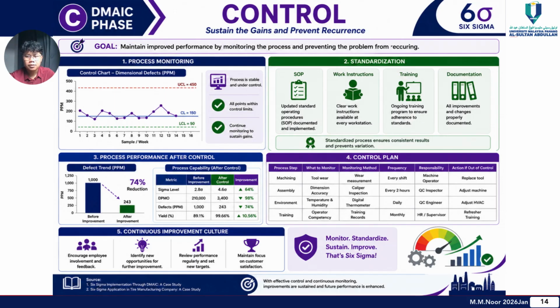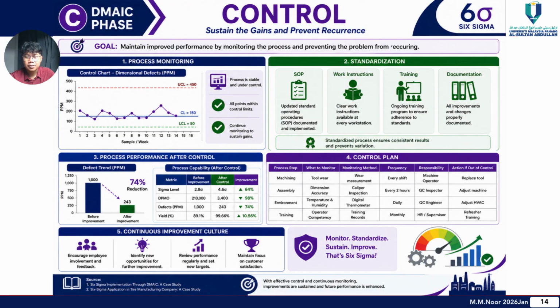Moving on to the section below, the control plan table shows what needs to be monitored. For example, the machining process monitors tool wear, the assembly process monitors dimensional accuracy, and environmental factors monitor the temperature and humidity. Responsibilities and corrective actions are also assigned.